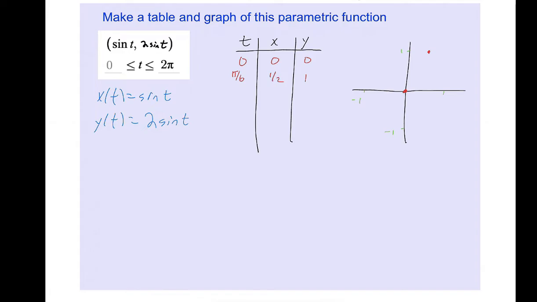And then, let's see, another value we could pick. Let's just do pi over 2. The sine of pi over 2 is equal to 1, and 2 times the sine of pi over 2 is equal to 2. So the next point we'll see here is 1, 2.